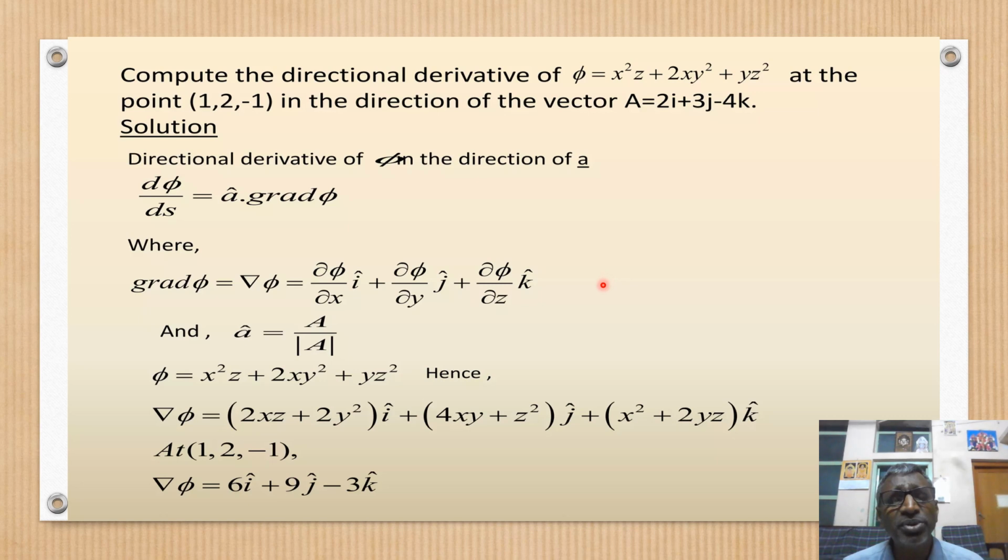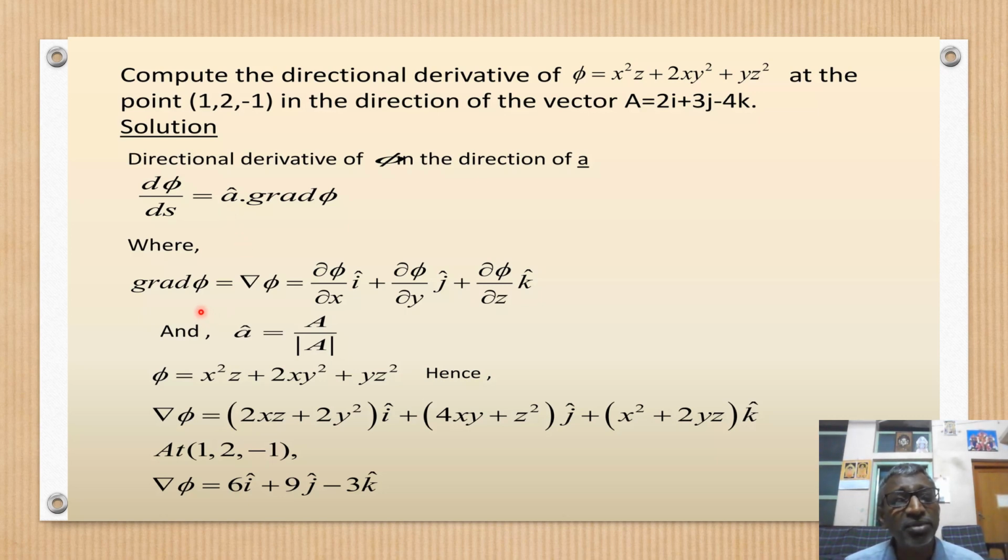So now we'll try to compute the directional derivative. You are given the scalar point function x²z + 2y² + yz², and we have to calculate at the point (1, 2, -1) in the direction of the vector a bar, given to be 2i + 3j - 4k. According to the definition, the directional derivative in the direction of a is dφ/ds equals a bar dot grad φ. First we have to calculate grad φ, and then take the dot product with a bar. We will get the required directional derivative.